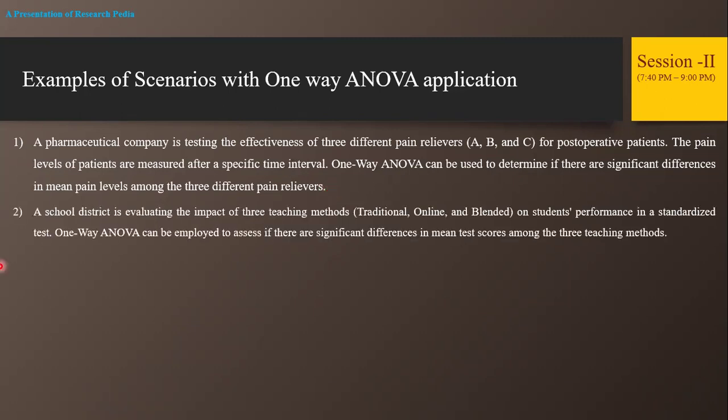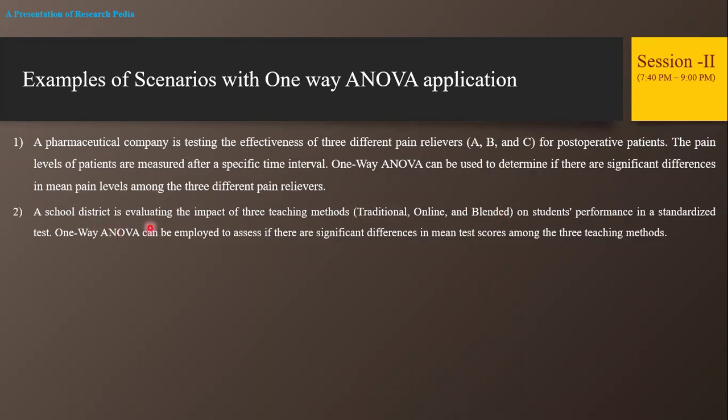In the same way, a school district is evaluating the impact of three teaching methods. Do not confuse the word three with multi-group analysis. I am just exemplifying it. You may use more than three groups in case of multi-group analysis. So a school district is evaluating the impact of three teaching methods: traditional, online, and blended. Blended basically is the combination of traditional and online.